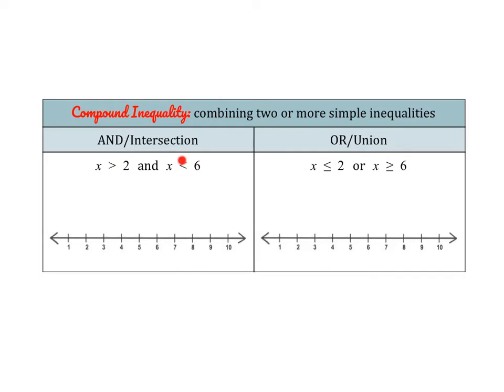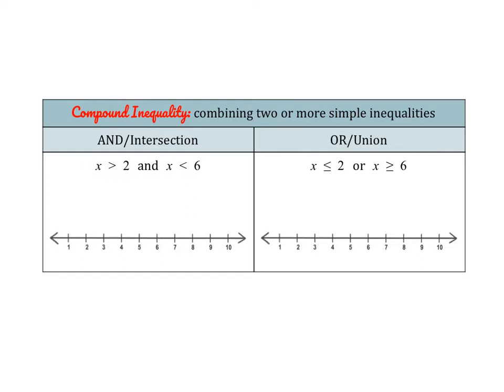Whenever you see "and" like this, x is greater than 2 and x is less than 6, we want the times when both inequalities are working, because the word "and" tells us that we're trying to find the intersection of the two. So let's look at this first example: x is greater than 2 and x is less than 6. We want all of the numbers that work for both of these inequalities.